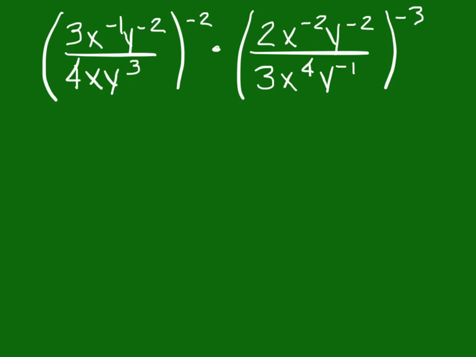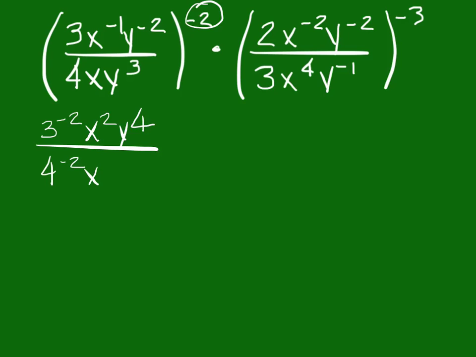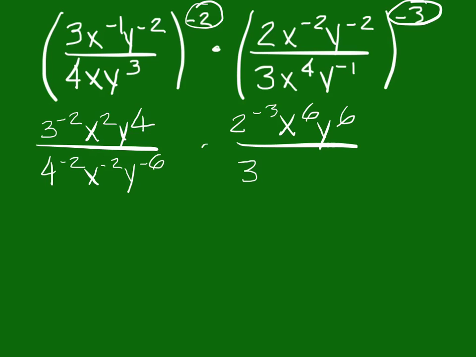There's no rush. Your first move is to distribute this negative 2 exponent to get 3 to the negative 2, x to the 2nd, y to the 4th, over 4 to the negative 2, x to the negative 2nd, y to the negative 6th. And on the right side, distribute the negative 3 exponent to get 2 to the negative 3, x to the 6th, y to the 6th, over 3 to the negative 3, x to the negative 12th, y to the 3rd. Now simplify by moving your negative exponents around.